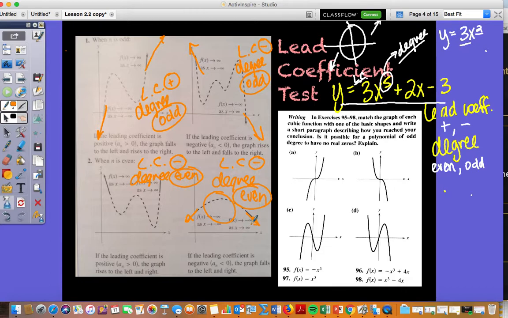So if I come back to my example, y equals 3x to the fifth plus 2x minus 3, what would be the lead coefficient here? Good. And what would be the degree? Good. So what would be my end behavior? Good. So it's going to go opposite. Which one? Would it fall left, rise right, or the opposite?